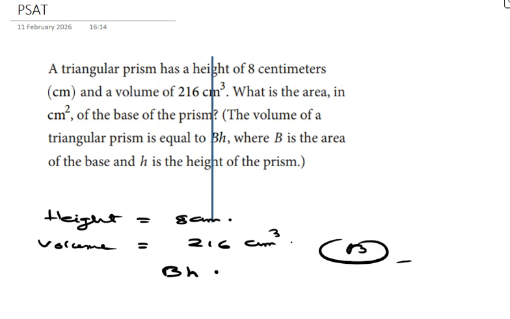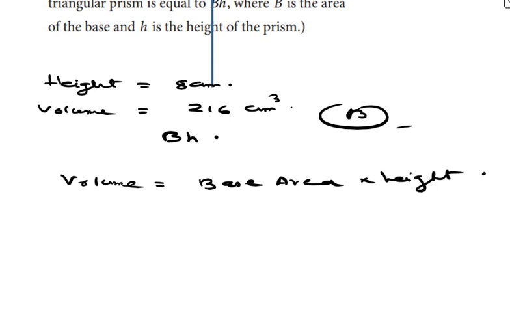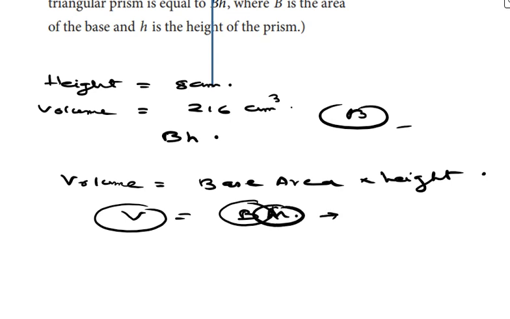Now recall the formula. The formula for the volume of a prism is volume is equal to base area into height, or in short, V is equal to BH, where V represents the volume, B represents the base area and H represents the height.